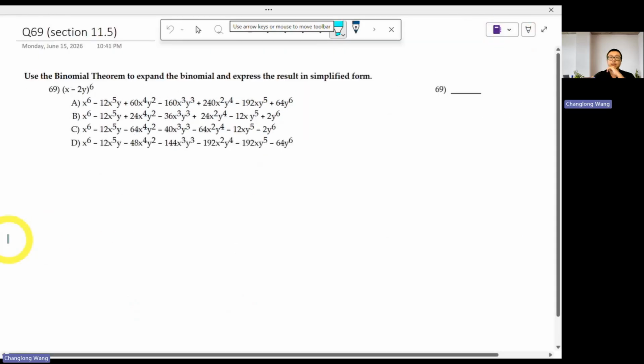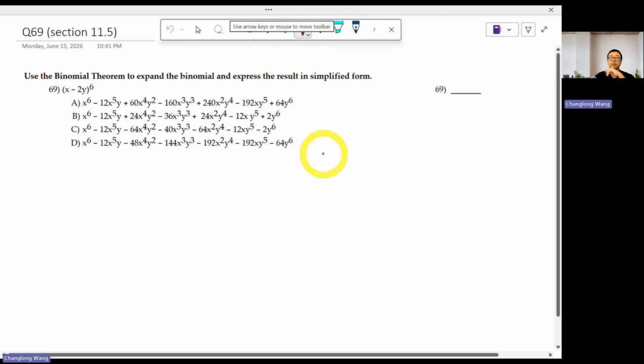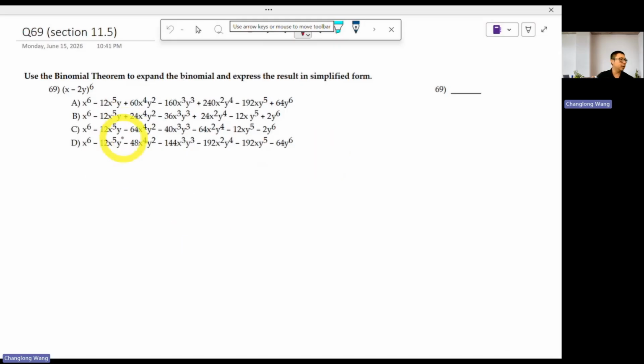So 69. The binomial theorem is again one of those topics that came out of nowhere. But again, you'll see it in the Cal, probably in chapter 2 or 3.